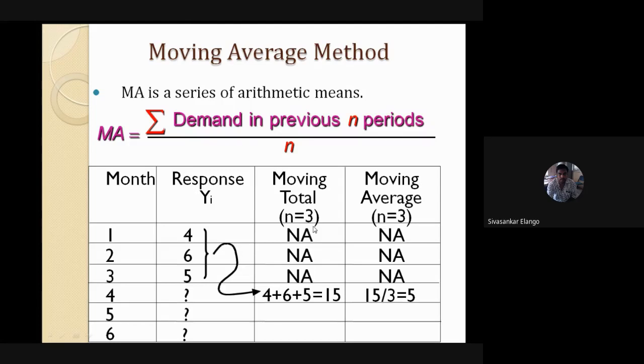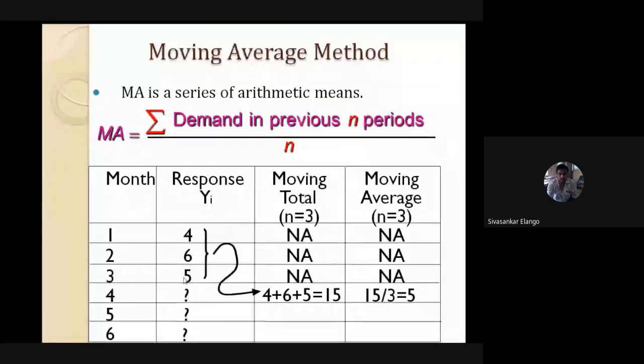So in the case of n equal to 3, I'm going to consider the sales of the past 3 months, and then I'm going to find the average. The sum of the past 3 months is going to be 15, so the average is going to be 5. So I predict that the sales for month 4 is going to be 5. It's known as simple moving averages.